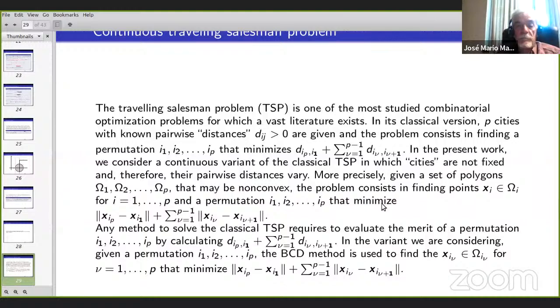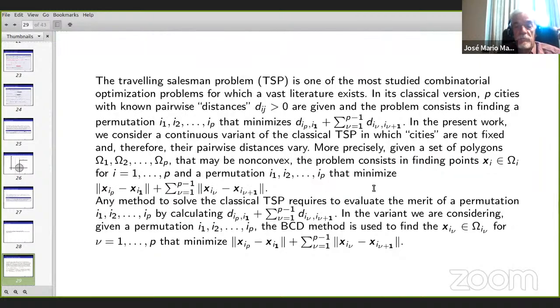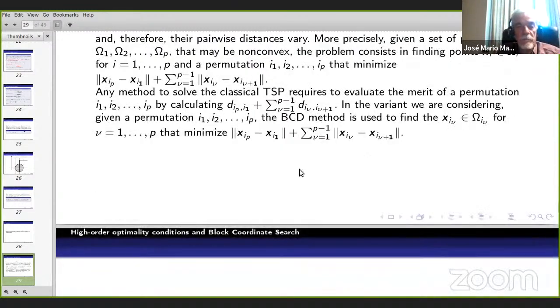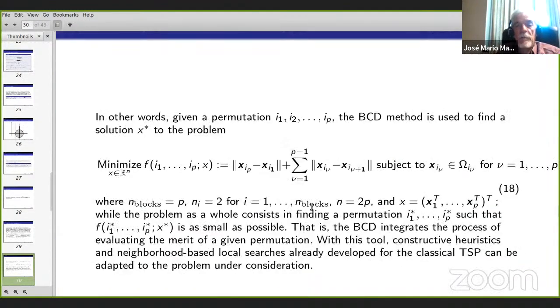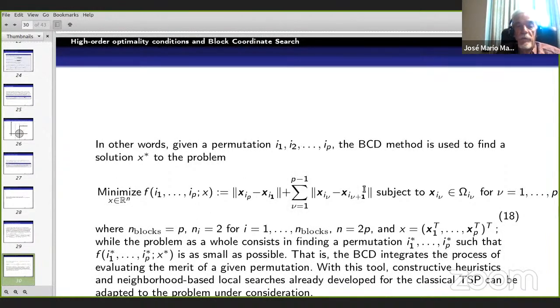In the present work, we consider a continuous variation where the cities, the stations, are not fixed, and therefore the pairwise distances are different. More precisely, given the set of polygons omega 1, omega 2, omega p that may be non-convex, the problem consists of finding points xi such that they minimize the objective function. Okay, it's the same thing that I said before. So given a permutation, the BCD is used to find a solution of this problem here.